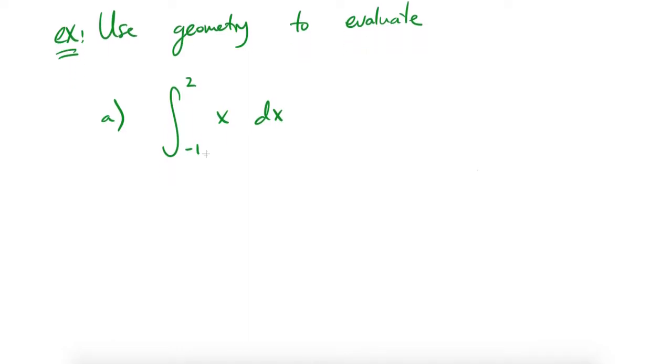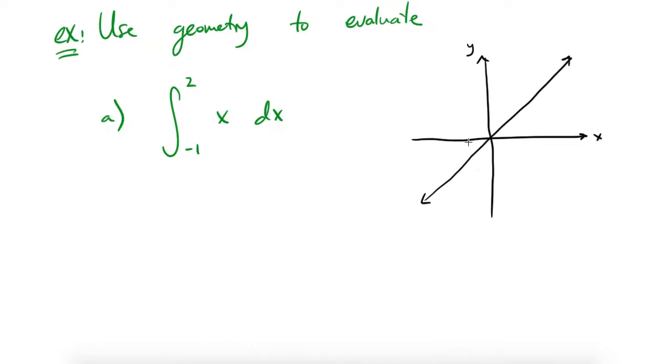Use geometry to evaluate this definite integral, negative 1 to 2 of x dx. Let's remind ourselves that this set of symbols is telling me, if I think about the function x, a standard diagonal, and I think about the interval ranging from negative 1 to 2, this is asking me to calculate the area under the curve, specifically the signed area under the curve. Under the curve really means trapped between the curve and the axis. So this triangle is going to be some positive area. This triangle, because it's under the axis, is going to be negative area.